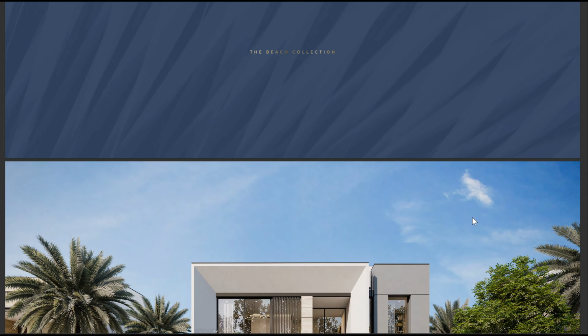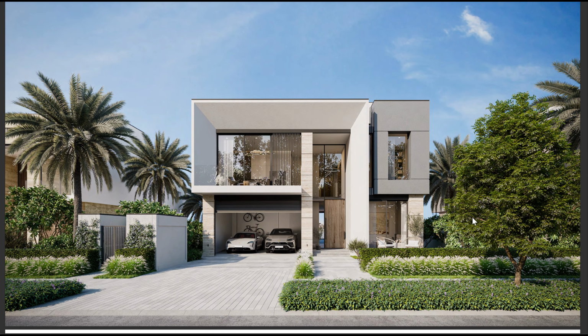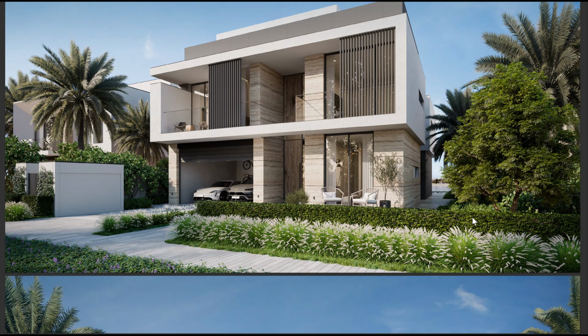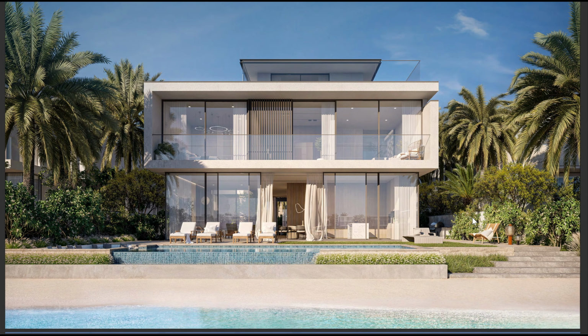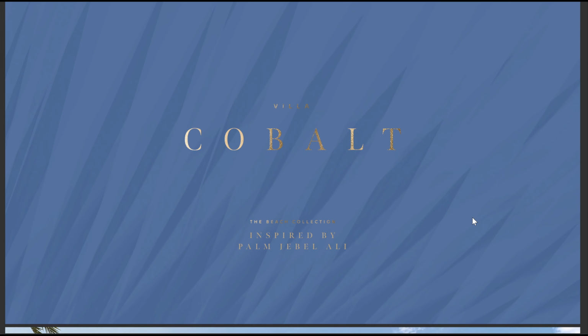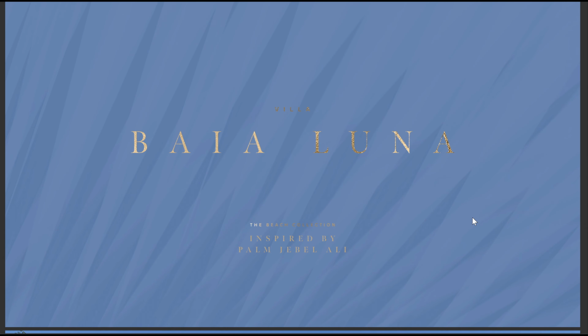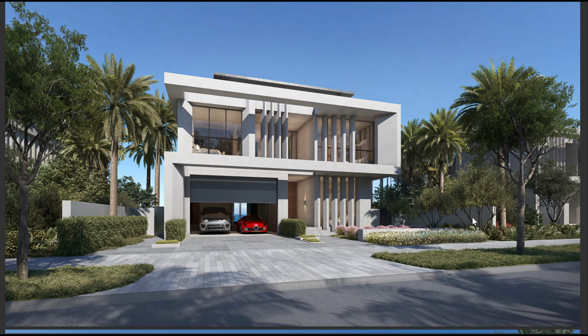Kian Sky. So this is the front elevation, and here is the rear elevation. Pacific Breeze, front side, rear side. Cobalt, very different, front side, rear side. Baya Luna, front elevation, and here is the rear elevation.